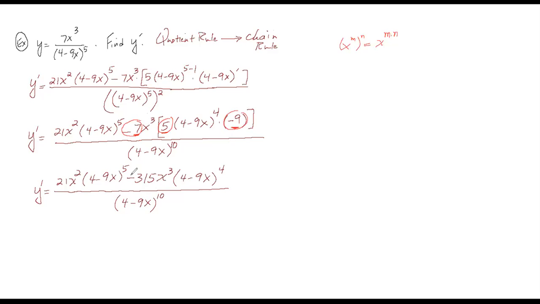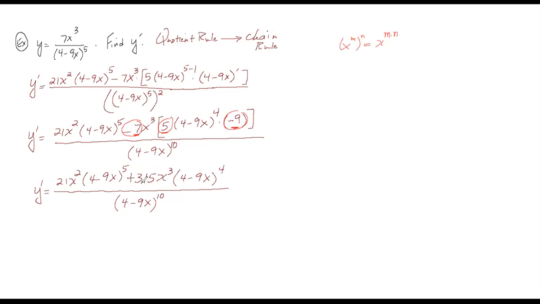Oh, this should be a positive. I apologize. I'm glad you brought that up. This is how I got the positive 315. Okay, so negative 7 times 5 was negative 35. And then I times it by negative 9. It gave me a positive 315. Any other questions so far?